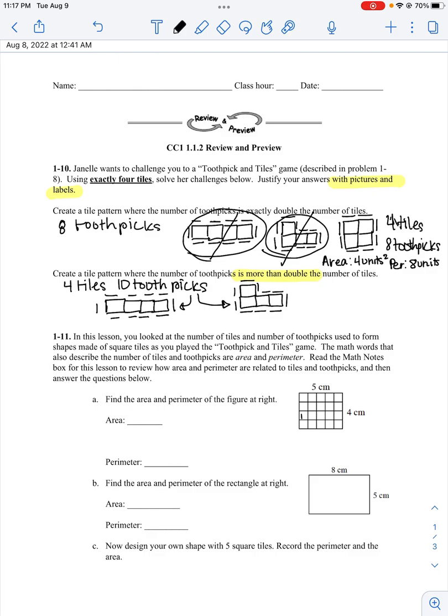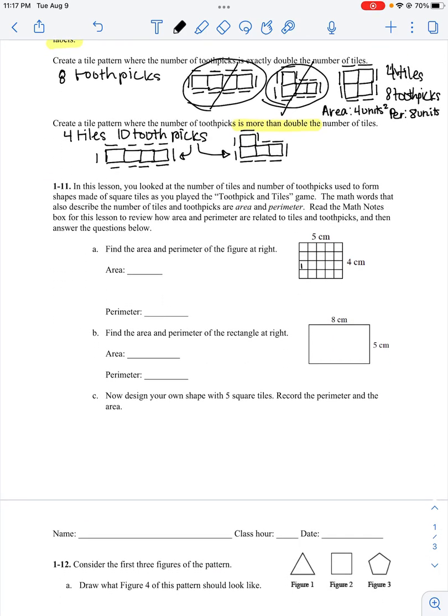Okay, looking at problem number 11. In the lesson today, we looked at the number of tiles and number of toothpicks used to form shapes made of square tiles as we played the toothpick and tiles game. The math words that also describe the number of tiles and toothpicks are area and perimeter. Okay. Instead of having you read the math notes box for this lesson to review how area and perimeter are related, we're going to talk about it here. And then we're going to solve the questions below.